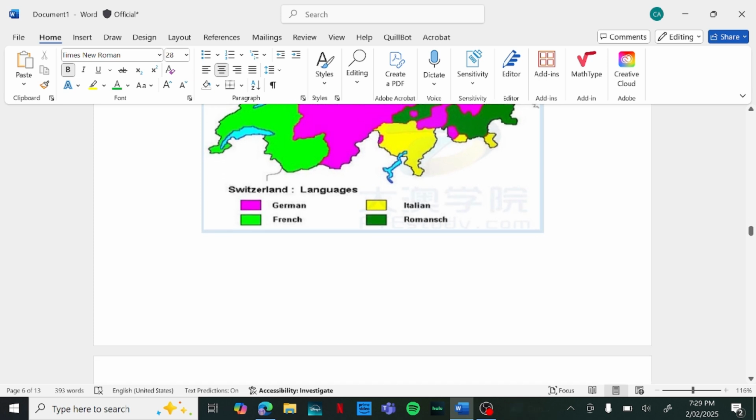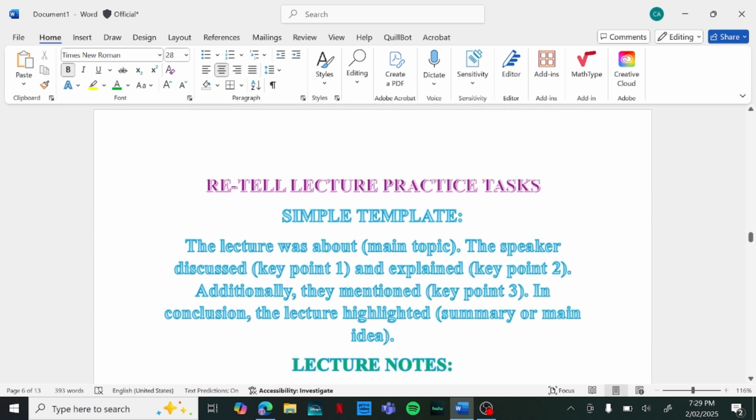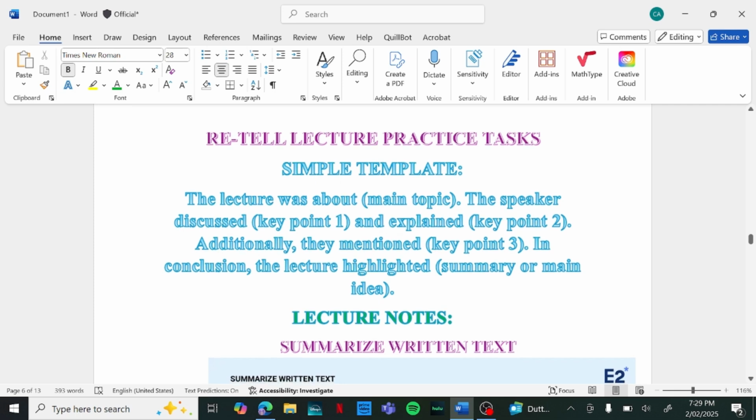Let's move on to the Retell Lecture. So with the Retell Lecture, we're going to listen to a lecture and then we're going to try to note the main points. So over here, I've written down a simple template that you can use, right? This is exactly how I explained retell lectures back during the time when I wrote my test. So you see, the lecture was about, you mention the main topic of the lecture, the speaker discussed, you mention one key point and explain another key point. Additionally, they mentioned this key point. In conclusion, the lecture highlighted, you can just summarize the entire thing or state the main idea.